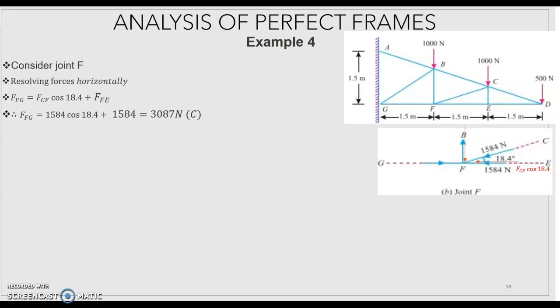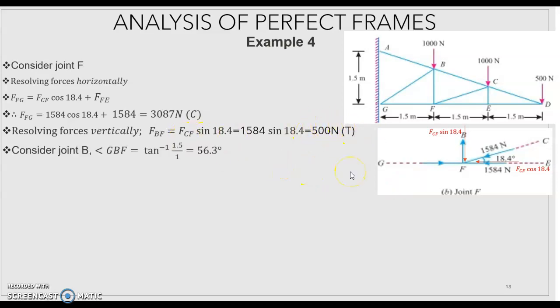Then to solve vertically, the vertical force of member BF is there, and the vertical component of CF. Vertical component of CF is FCF sine 18.4. It is acting downward and the other force is acting upward. So equating these two, we get FBF is equal to 500 Newton tension.